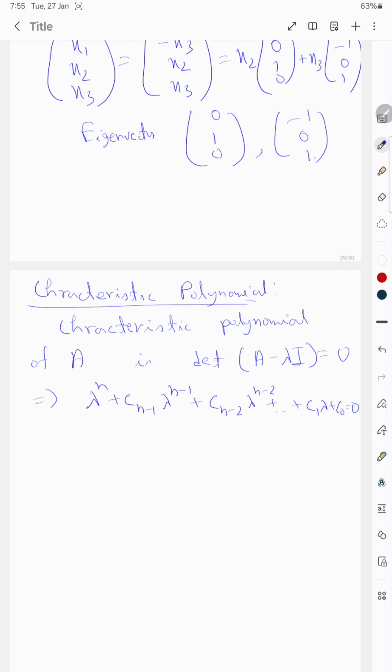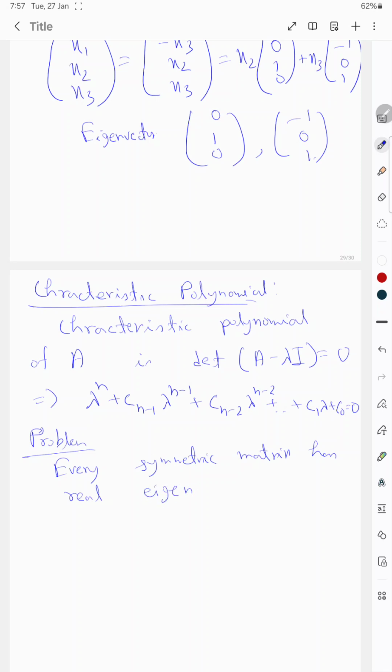Before that, I am trying one more problem. I think I have seen it in your previous paper. It is a very important problem. Every matrix has a real eigenvalue.